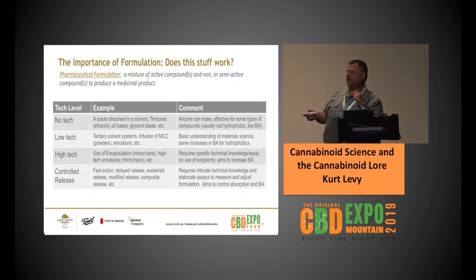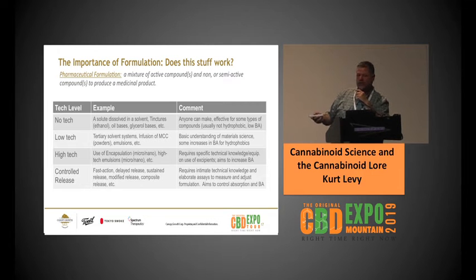Then we have low-tech products. Low-tech might incorporate a tertiary solvent system like alcohol, PEG, or VG, to make an emulsion or a dispersion. There is a little bit of increase in bioavailability for hydrophobic compounds, but still not very much. It takes a little more knowledge to make these kinds of products. The next tier would be the high-tech products. This uses encapsulation, micro or nano encapsulation or micro emulsions, and it requires specific knowledge and equipment, and its aim is to increase the bioavailability of your therapeutic.